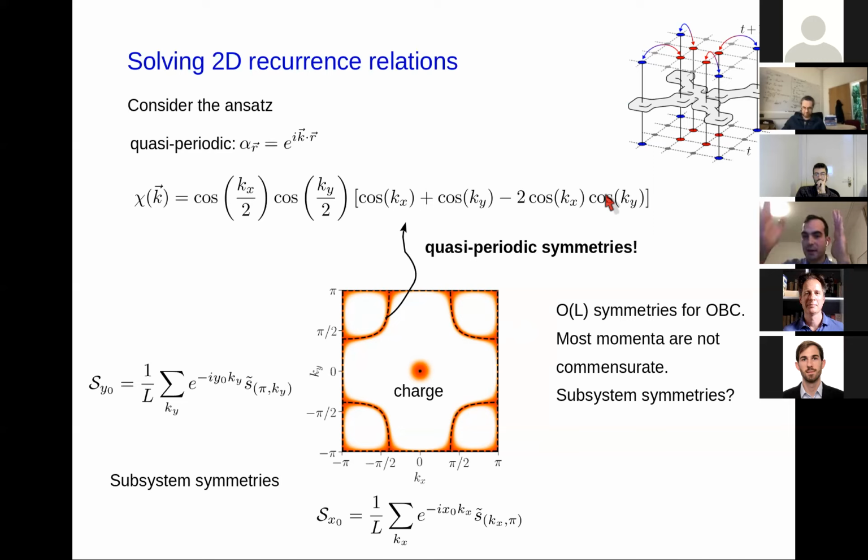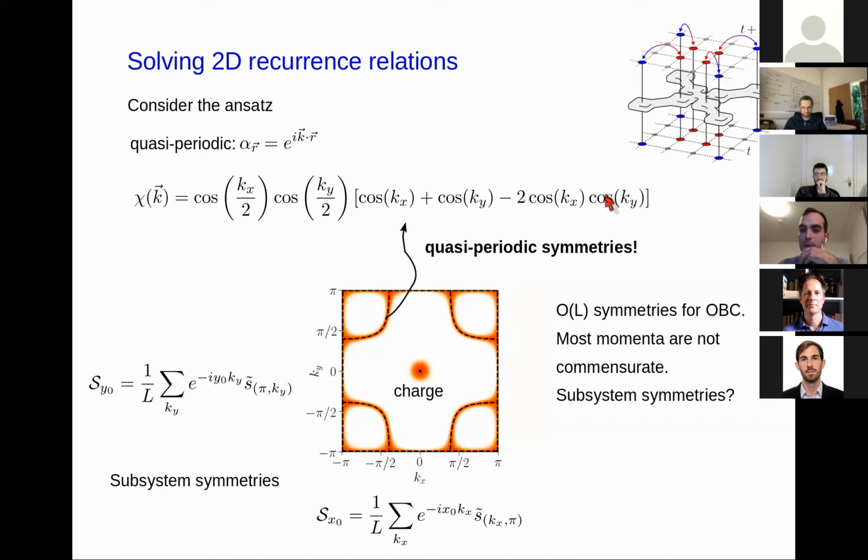So this makes sense. If you think what is the most localized thing you can have in 1D, you just do the inverse Fourier transform by weighting everything in the same way, and this will lead to the subsystem symmetry. However, what is more interesting is that you have this additional set of quasi-periodic symmetries that form a closed loop in the extended Fourier zone, where most of the momenta are simply not commensurate for any finite system size, okay? But they are still there for open boundary conditions. So, okay, this is the general ansatz.